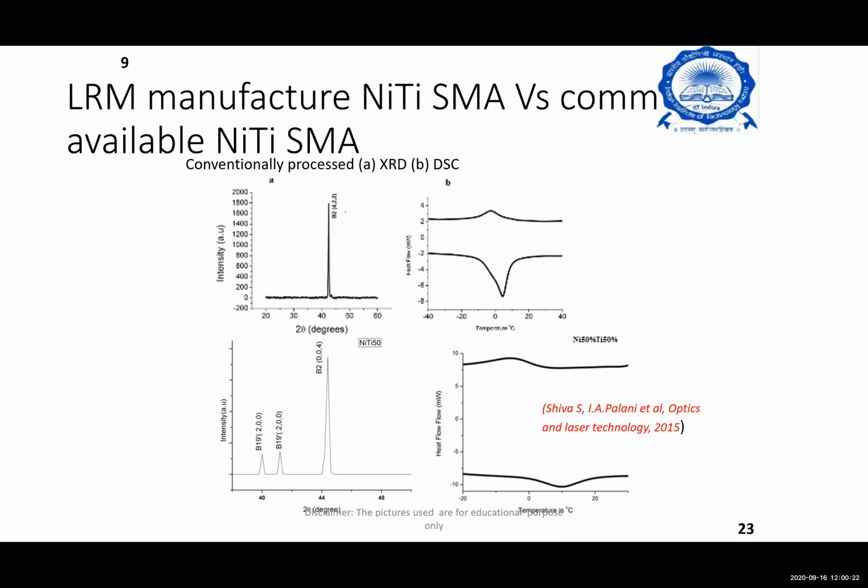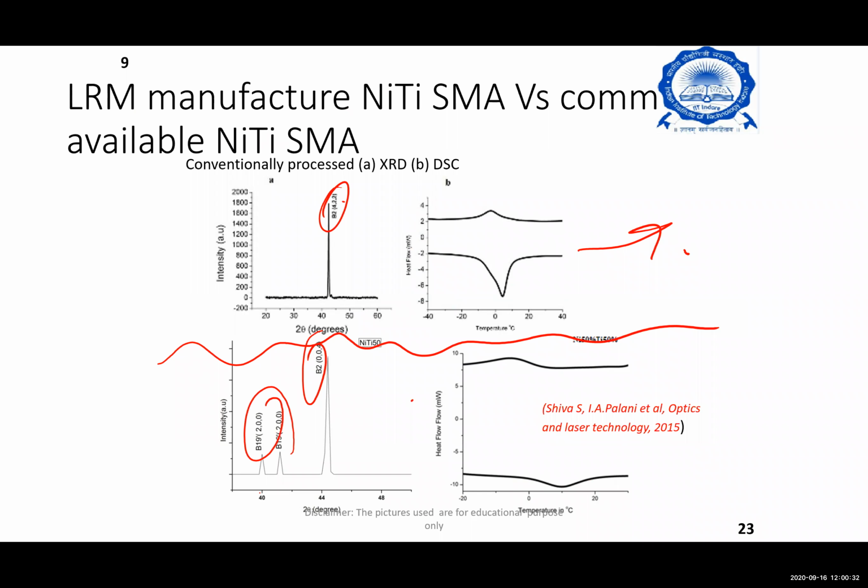This is the conventionally available structure, and this is what we have fabricated. In this, almost a similar B2 phase is observed. There were some secondary phases which we are trying to reduce. The most important thing is that this is a kind of DSC analysis, which basically maps with the conventional system. Whatever you conventionally get, we could achieve similar kinds of structures.